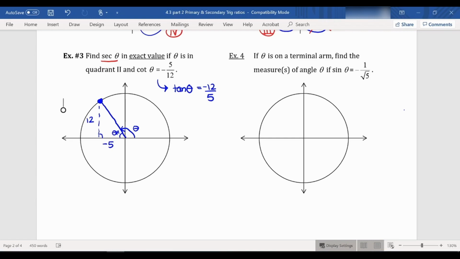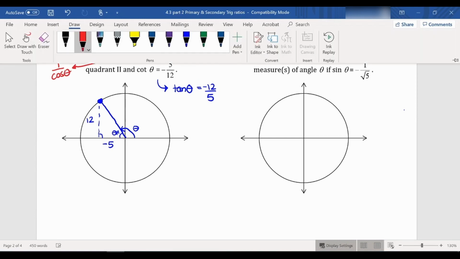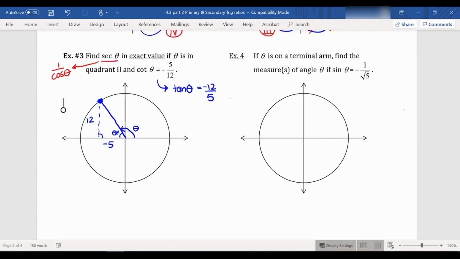Now we know that secant is the same as 1 over cosine. Sorry, you might just hear a printer in the background here. So if secant is 1 over cosine, we can find our cosine for this triangle, and then that will help us find our secant. For cosine, we know that cosine is adjacent over hypotenuse. So we need to find the hypotenuse. So 12 squared plus negative 5 squared would give us r squared.